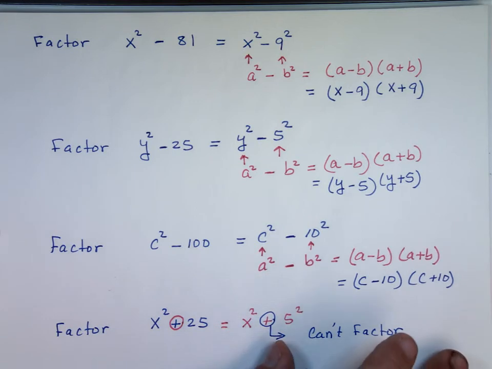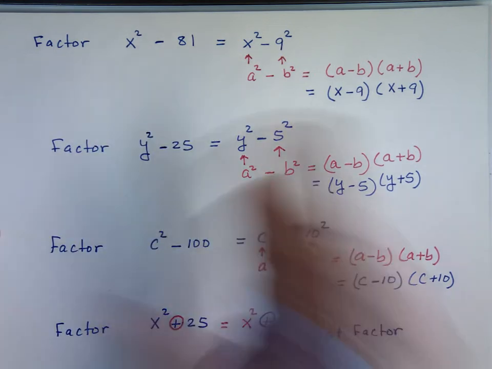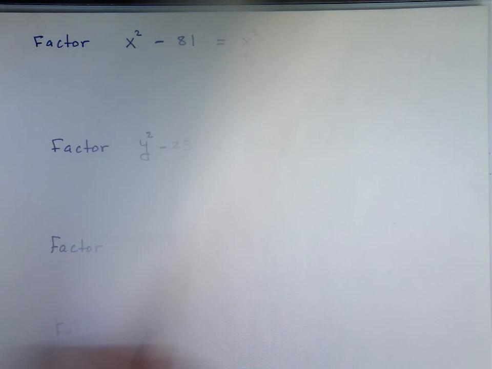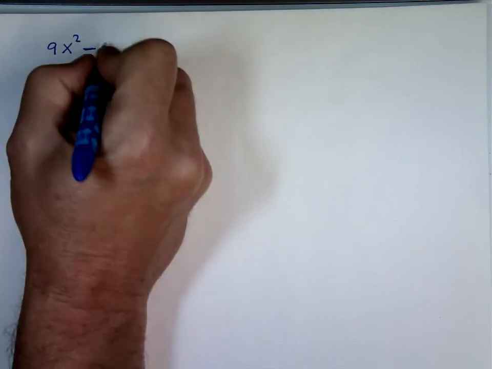Now I made all these problems. The first piece is straightforward. So is the second one, just a number squared. It could be more complicated than that. A few more examples. 9x squared, I want to factor that, minus 25y squared.